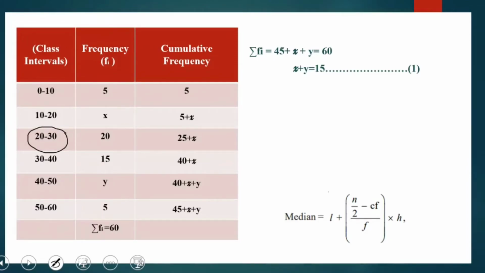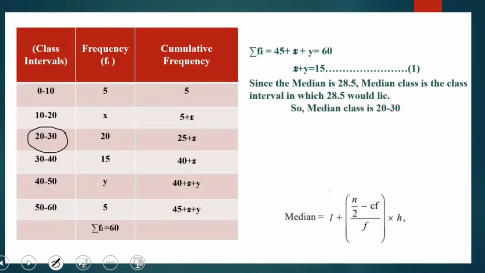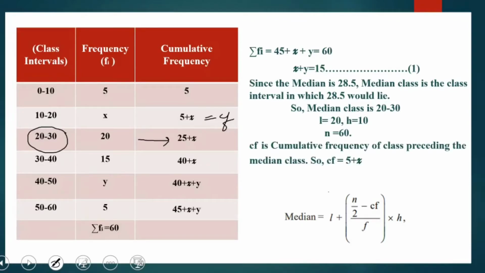So if this is the median class, then L, the lower limit, will be equal to 20. Then the class size is equal to 10. N is how much? N is equal to 60, given to us. CF is what? CF is the cumulative frequency of the class preceding the median class. So this is the median class. Cumulative frequency of the median class is 25 plus x. Cumulative frequency of the class preceding the median class is equal to 5 plus x. So I get CF is equal to 5 plus x. F is the frequency of the median class, which is equal to 20.